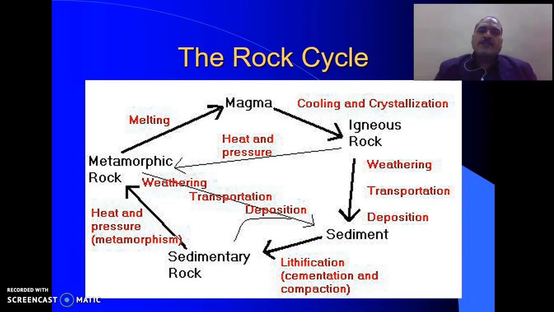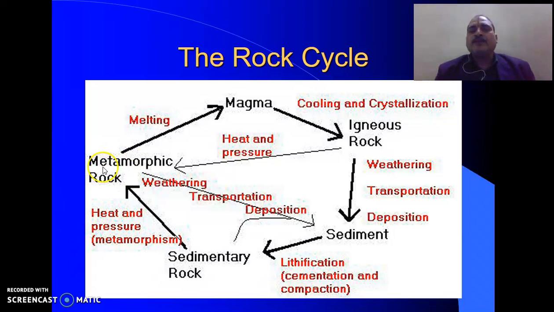Now you can see here this rock cycle. What is the rock cycle? How rock is formed, or how nature makes the rock. Magma oozes out from the volcano, and after cooling and crystallization it makes igneous rock. After it is exposed to the atmosphere, due to different agents like weathering, transportation and deposition, it is sedimented somewhere. After that it is called sediments, and because of lithification, cementation, and compaction, it turns into sedimentary rock. Again, due to immense heat and pressure, it becomes metamorphic rock.